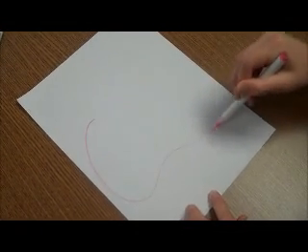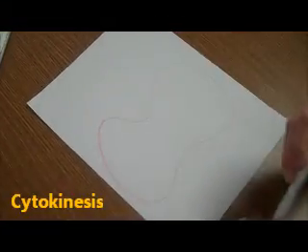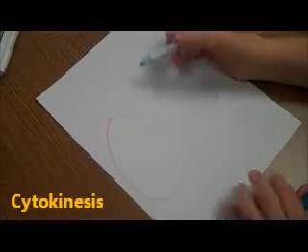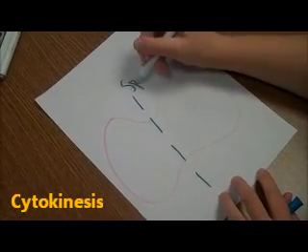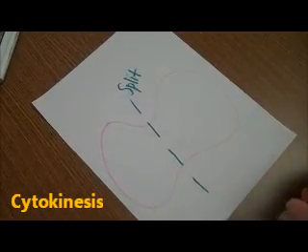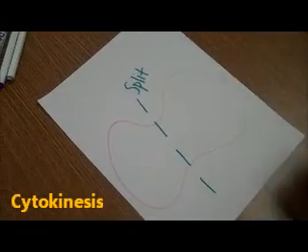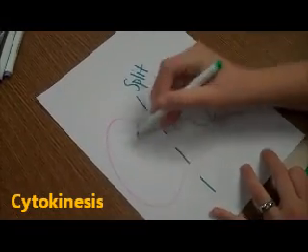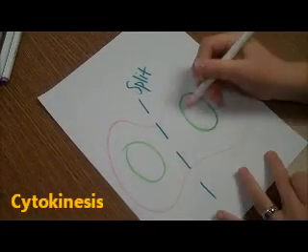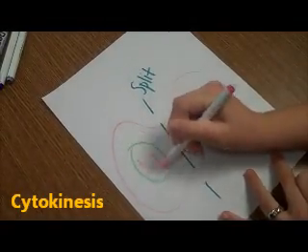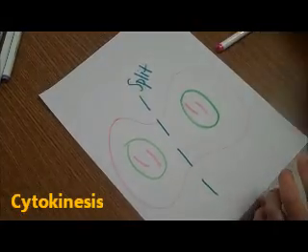The last stage of cell division is called cytokinesis. This is defined as the division of cytoplasm. In animal cells, the cell membrane pinches the cell into two separate cells. These two separate cells are exactly identical to the original cell. When this stage is complete, cell division is finished.